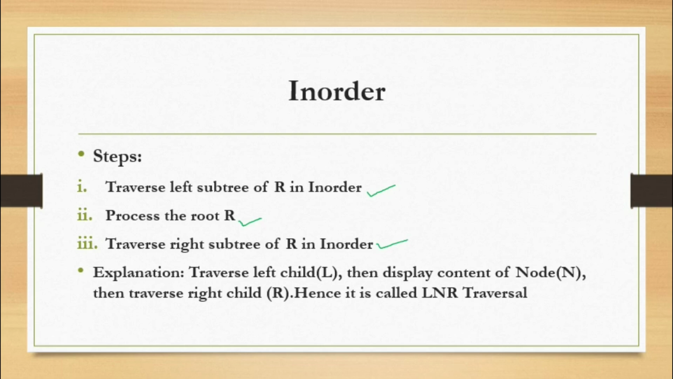Here we have to traverse the left child first, L, then display the content of node N. Whenever we process the root R, that is when we display the content. Here N is represented by root, and then we traverse the right child R, hence it is called LNR traversal, where L represents the left, N represents the root, and R represents the right traversal.